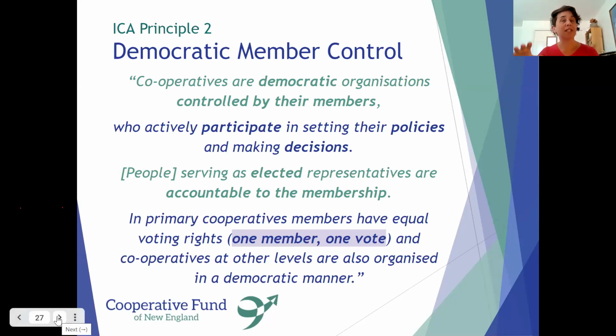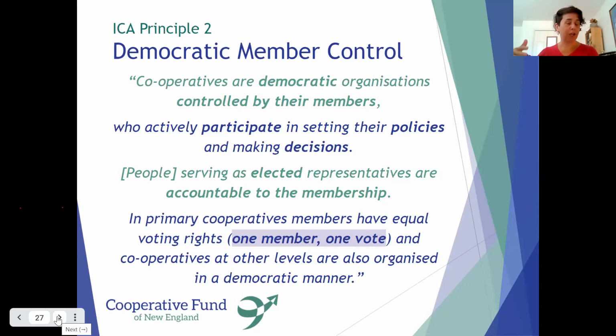Members actively participate in setting policies and making decisions. So not everybody makes every decision, but broad policies that can guide how the organization behaves and how people in it behave. People serving as elected representatives are accountable to the membership, okay? In primary cooperatives, members have equal voting rights, one member, one vote. And cooperatives at other levels are also organized in a democratic manner.